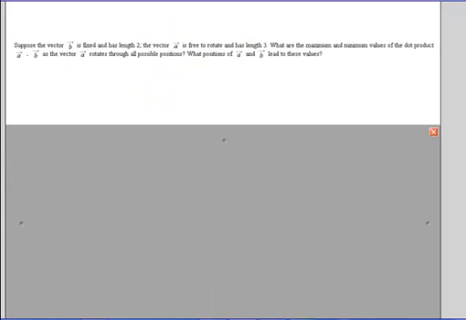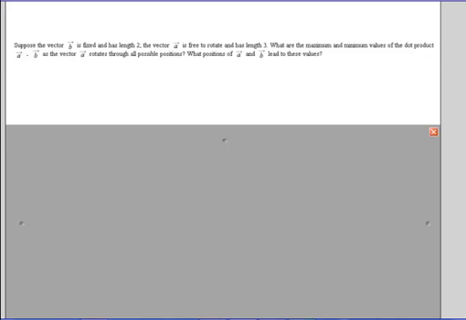All right, so let's think about this. This says, suppose the vector b is fixed and has length 2. The vector a is free to rotate and has length 3. What are the maximum and minimum values of the dot product a dot b as the vector a rotates through all possible positions? What positions of a and b lead to these values?